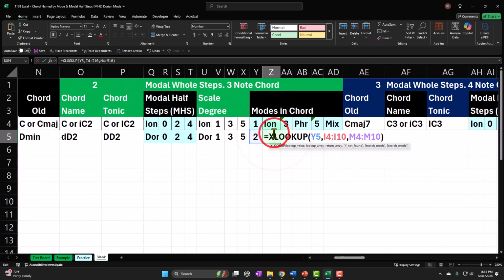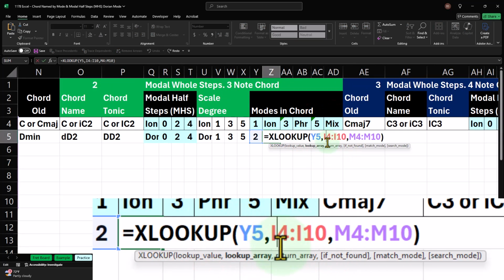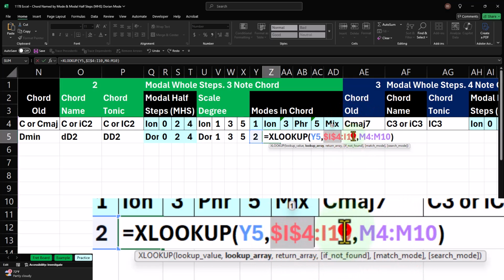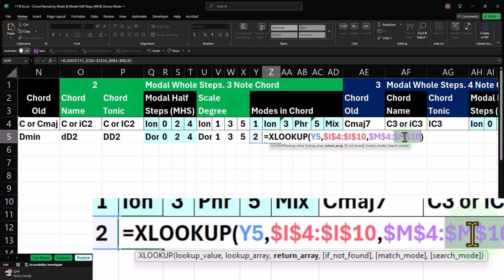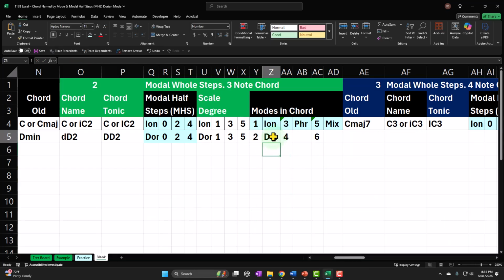Let's go back in it. I'm going to make absolute here, F4 on the keyboard, $ before the letter and the number, absolute here. F4 on the keyboard. So these are all absolute except for this first one so that I can copy it over. I'm going to copy that Dorian, put it here, Lydian, and then Aeolian.